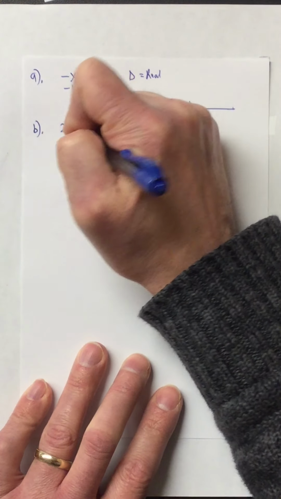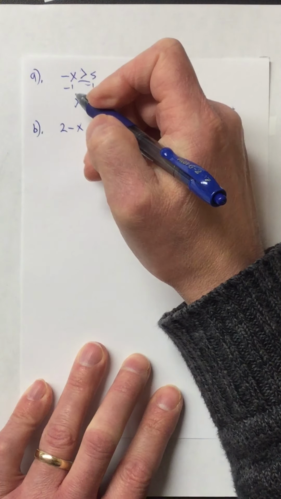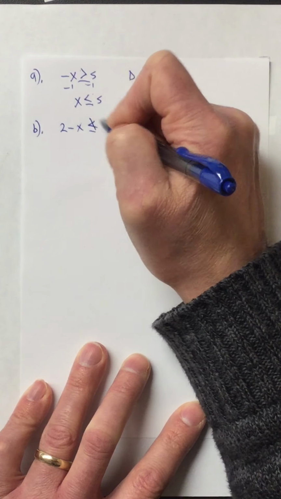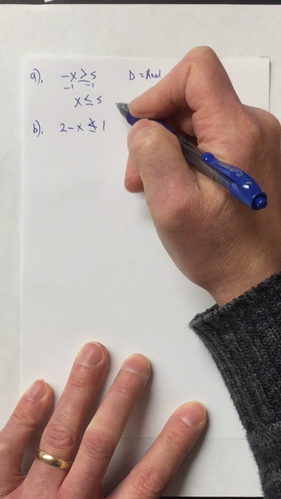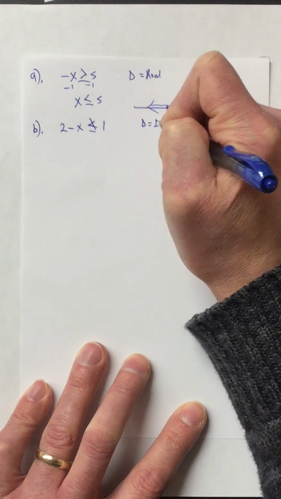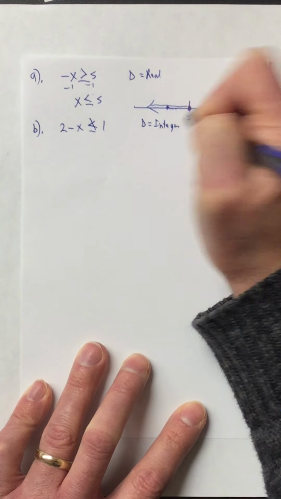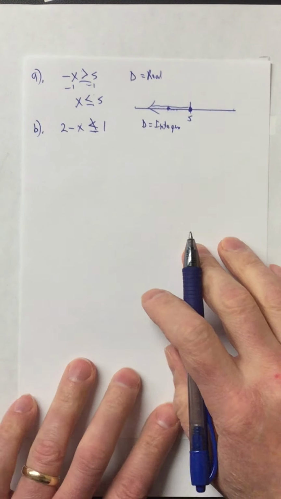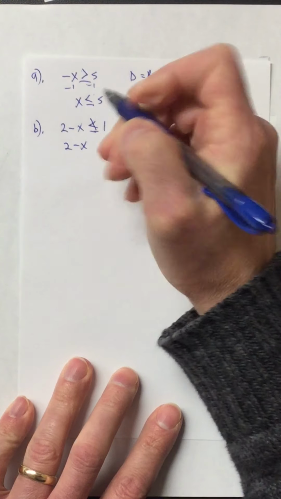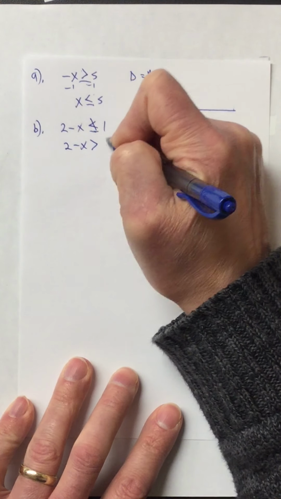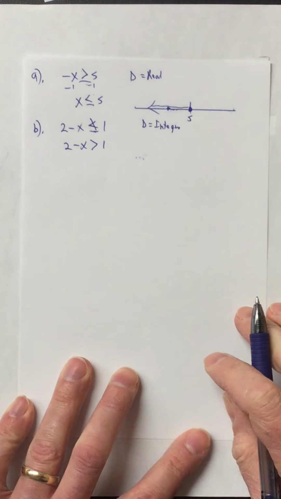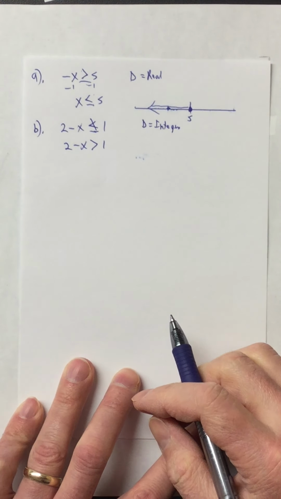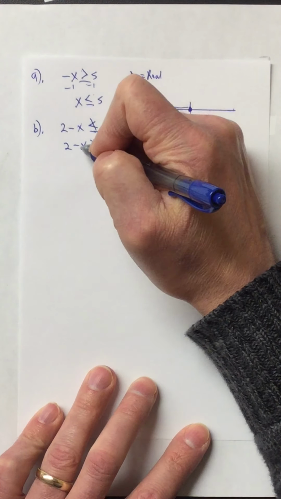All right, practice problem B. I have 2 minus x, a little different here, is not equal to 1. And my domain is integers. All right, so once again, let's write what it is equal to and work with that. So I'm going to have 2 minus x is anything larger than 1, but not equal to, because remember that's part of the negation.